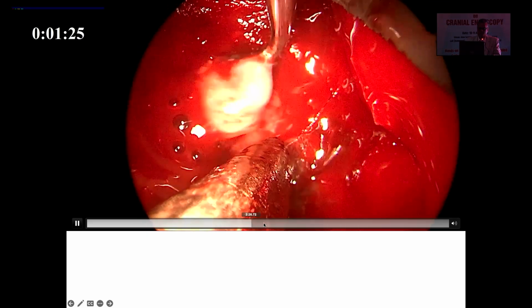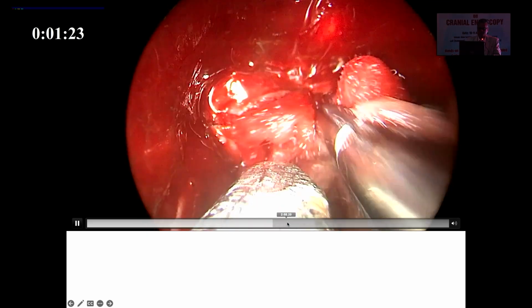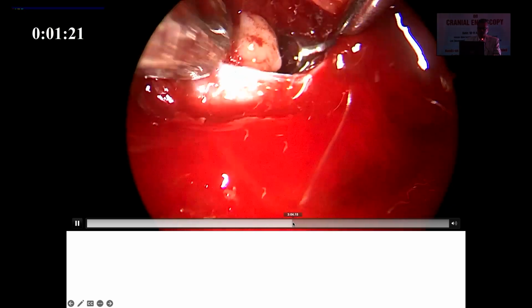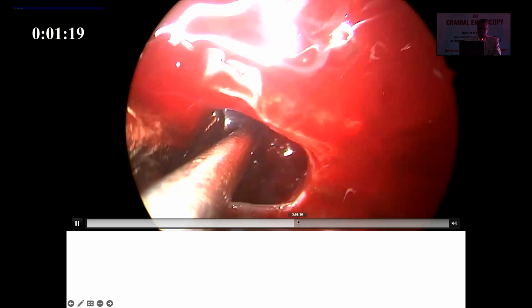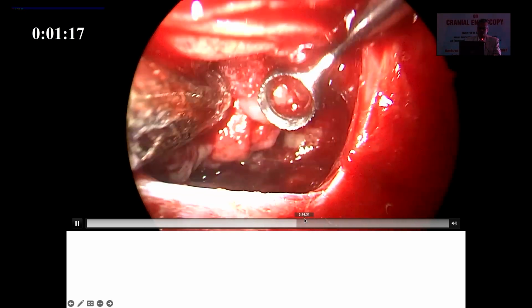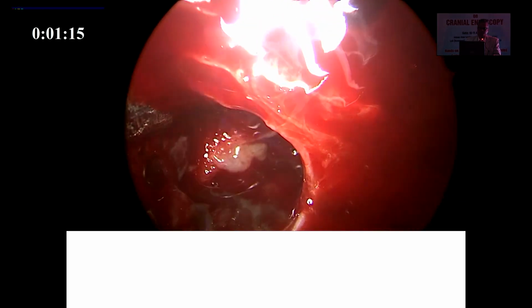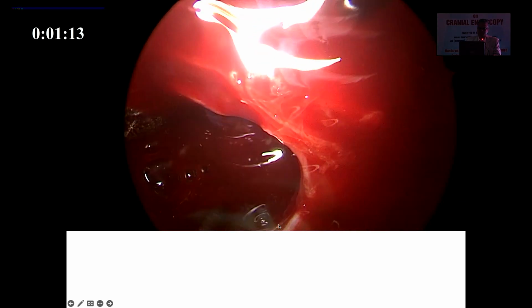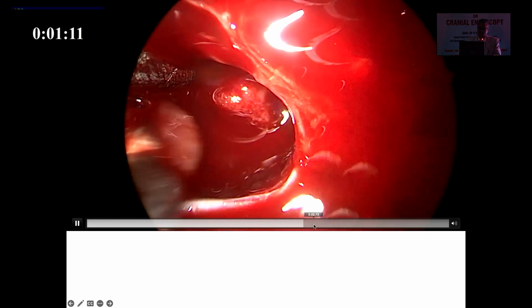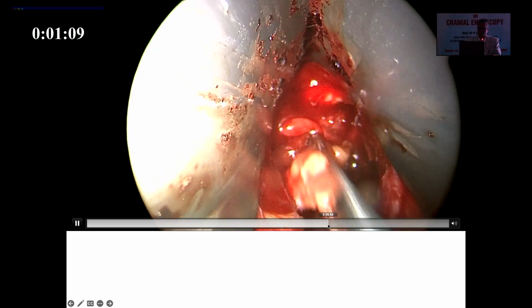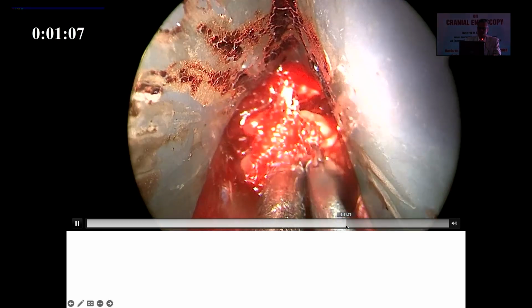And of course we start removing the pituitary, first from the posterior part, then from the lateral part. And you can see the rest of the endoscopic procedure is very well visualized. You don't have any impedance, and the only movement that your assistant has to do is in and out movements.